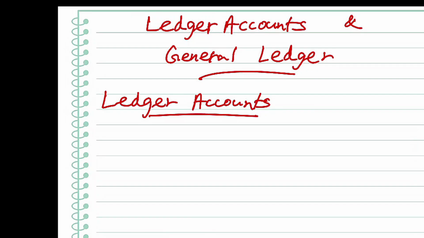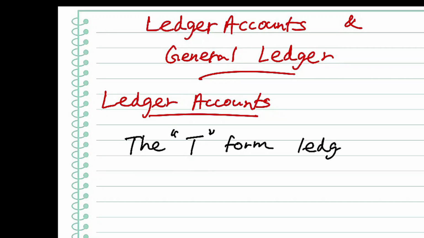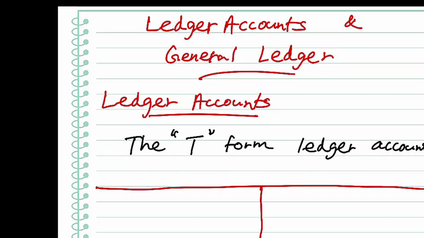One line space, and write another subtopic: the key form of the ledger account. You'll have to draw this format, guys.